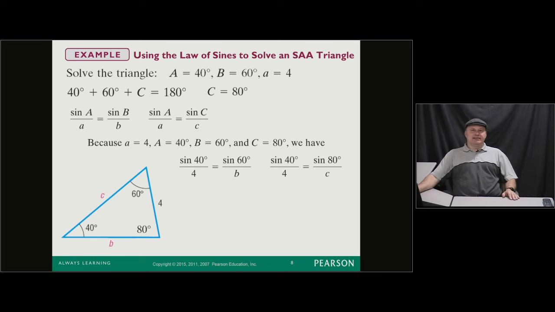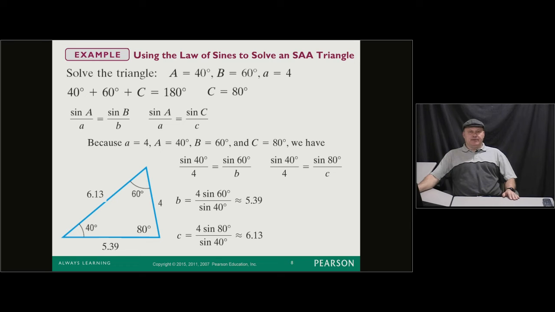And then in the first equation, we'll be able to solve for b by cross multiplying. And then in the second equation, we'll find little c by cross multiplying. So in the first one, you cross multiply one way, it's 4 times the sine of 60 degrees, and then you'll end up dividing by the sine of 40 degrees, which is 5.39. And little c, if you cross multiply one way, it's 4 times the sine of 80 degrees, and then divide by the sine of 40 degrees. You'll get 6.13 for the little c.